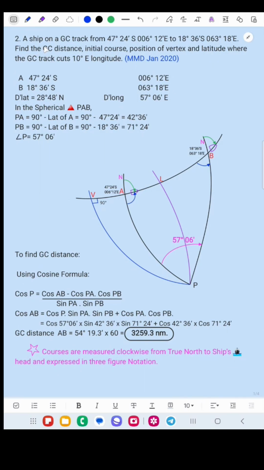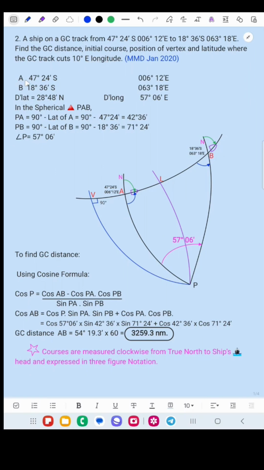The question is: a ship on a Great Circle track from 47 degree 24 minutes south, 006 degree 12 minutes east to 18 degree 36 minutes south, 063 degree 18 minutes east. Find the GC distance, initial course, position of vertex, and latitude where the GC track cuts 10 degree east longitude.